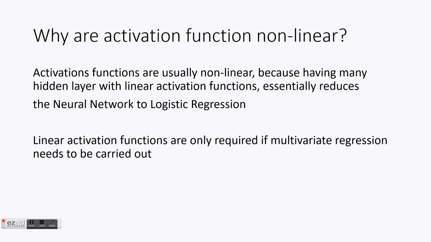So why do activation functions have to be nonlinear? Activation functions, that is the hidden layer and the output layer, generally have to be nonlinear. If we try to use linear functions in the hidden layer, and we are trying to do binary classification, then the neural network essentially reduces to a simple logistic regression, and we cannot do complex things like generating nonlinear boundaries. So hence activation functions are generally nonlinear.